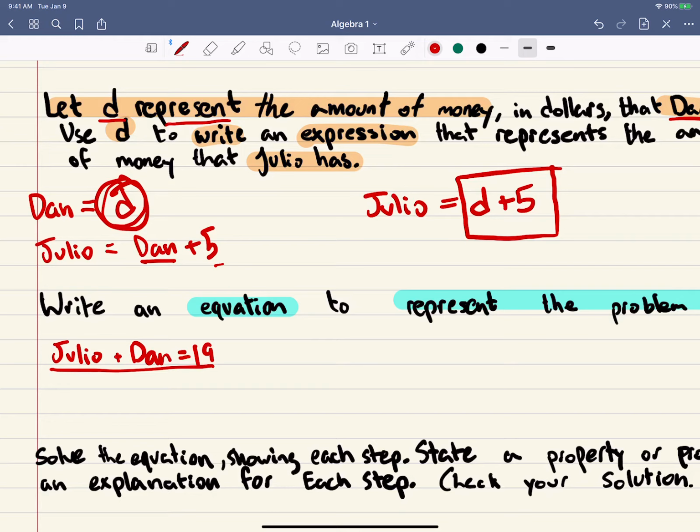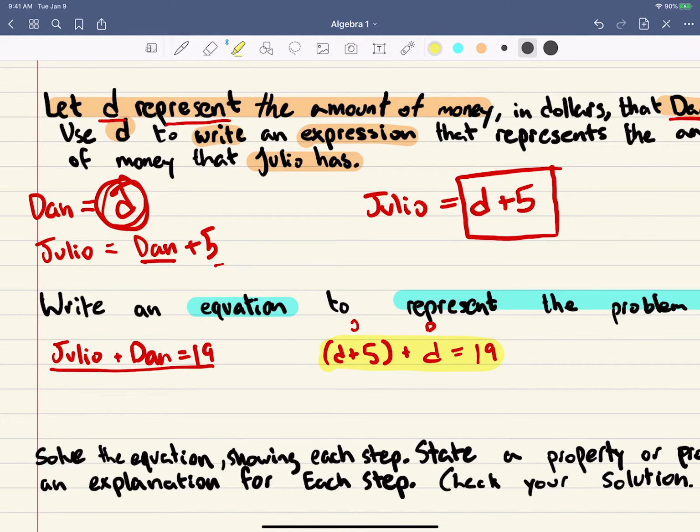Now, if you look here, we know that Julio's money is D plus 5. So we're going to write that, D plus 5. And I'm writing parentheses, but you don't have to. This is Julio, right? We're going to put a little J here. Plus whatever Dan has, I'm going to put a capital D here, right? Dan has D dollars. And together they're going to have $19. And this here is going to be our equation. Yay. Pretty easy, right? When you break it down like that.